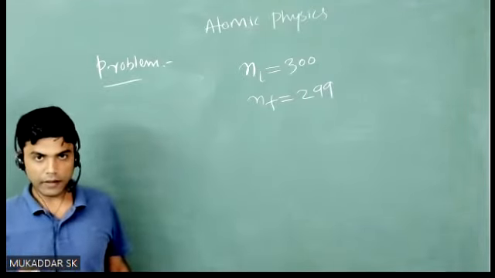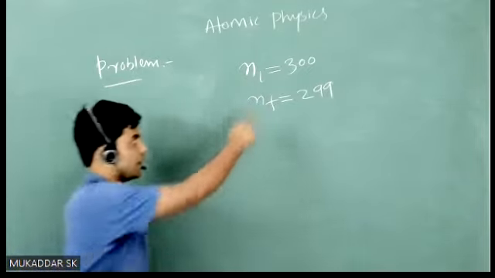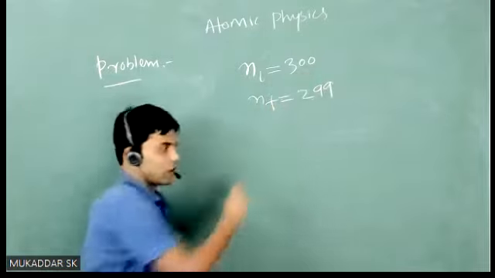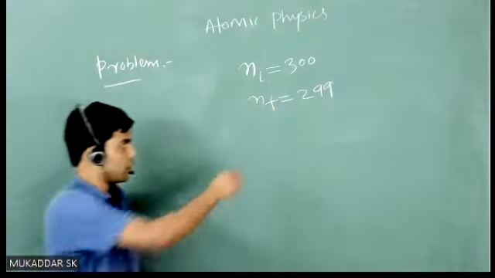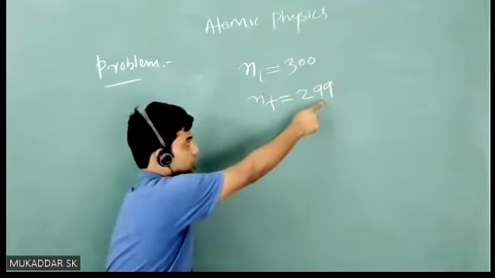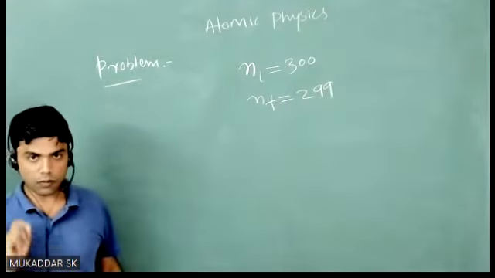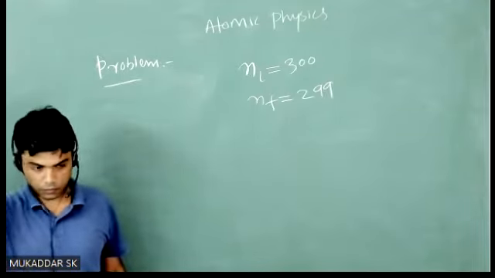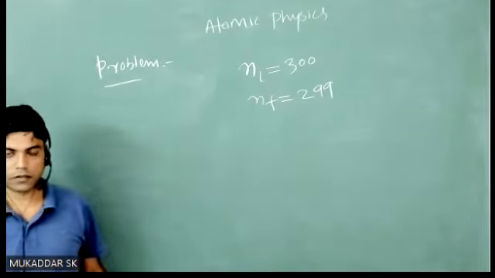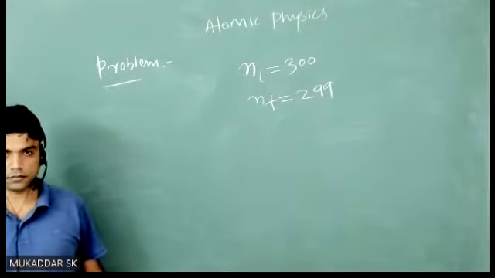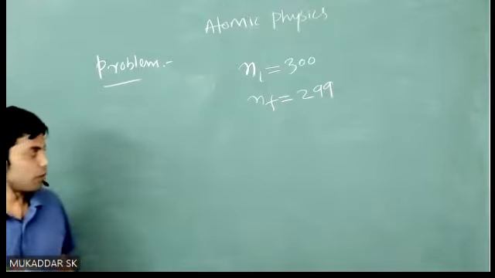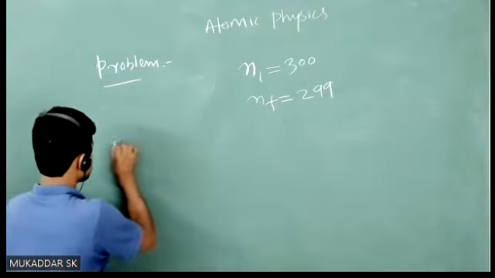So I am again repeating. Suppose electron in the hydrogen atom initially at Ni, where Ni is the principal quantum number, at 300. Now it is making transition to final state, that is 299. So the wavelength you have to calculate for emitted photon. Can you calculate? So how will we proceed? Anyone? So I think you wrote that problem. Now we'll proceed for solution.